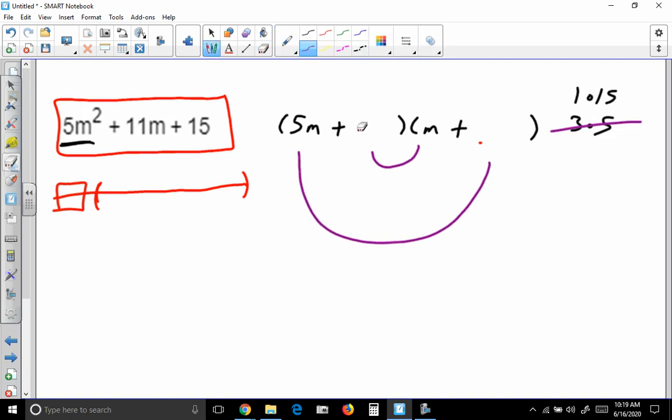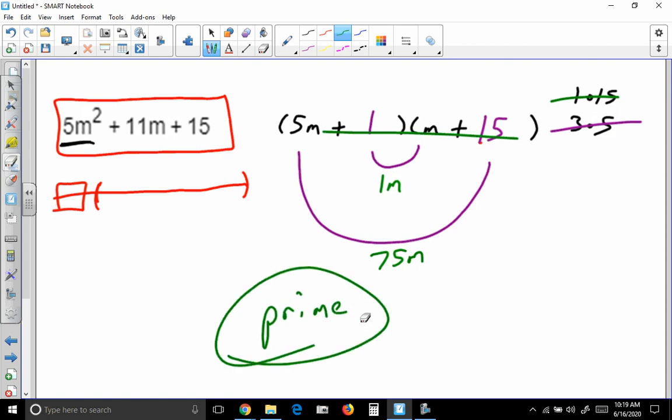So we said the 15 can't go here, so it would have to go here, and 1 would have to go there. So the inner product is 1m. The outer product, 15 times 5, is 75m. Well, that doesn't make 11 either. You could try the 15 here, but again, that's not going to work. You could try the 5 here, but again, that's not going to work. And there are no other combinations that will give us the 5m squared here and the 15 here. So since we have tried every combination and none of them work, this one turns out to be prime. Prime just means it can't be factored.